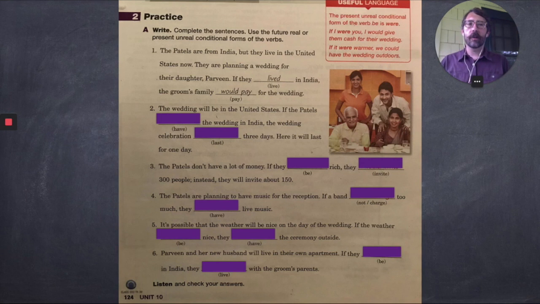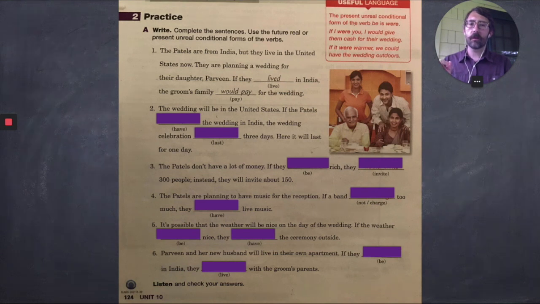Now that you've had a chance to practice these and then also listen and check your answers, let's talk about these together. Let's start with number 2 since we did number 1 together. The wedding will be in the United States. If the Patels blank the wedding in India, the wedding celebration blank 3 days. Here it will last for 1 day. Okay, the wedding will be in the United States.